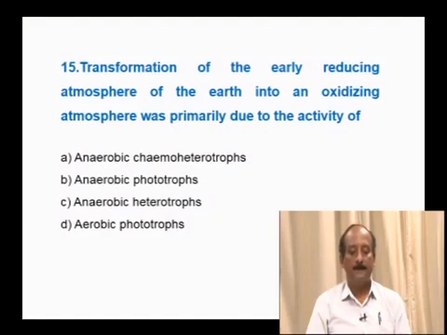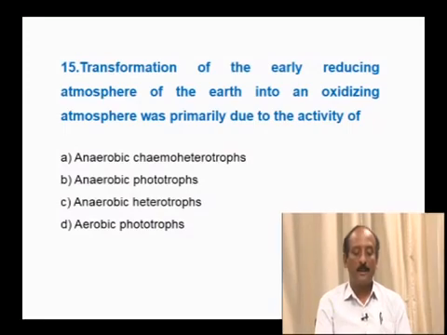Question number 15. Transformation of the early reducing atmosphere of the earth into an oxidizing atmosphere was primarily due to the activity of, options are anaerobic chemoheterotrophs, anaerobic phototrophs, anaerobic heterotrophs, aerobic phototrophs.